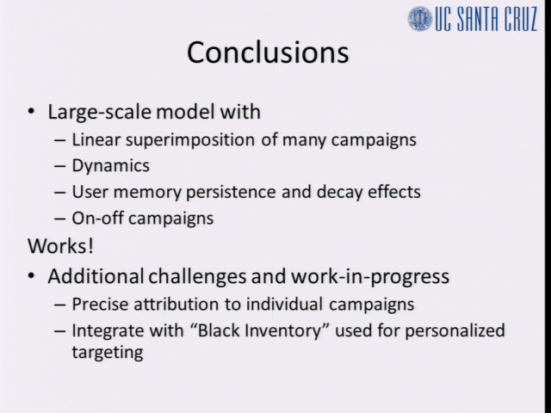I'm just about at the last few minutes. So the conclusion is we have a large-scale model with a linear superimposition of many campaigns, the dynamics, user memory persistence and decay effects, and also campaigns which are on and off. And it works. The additional challenges in work in progress are how do you get a precise attribution to individual campaigns? In fact, Phil Stark, who's a statistician, and I were discussing just as he left. And how do you integrate this gray inventory with black inventory, or definite behavioral targeting results? That's the type of thing, next stages.